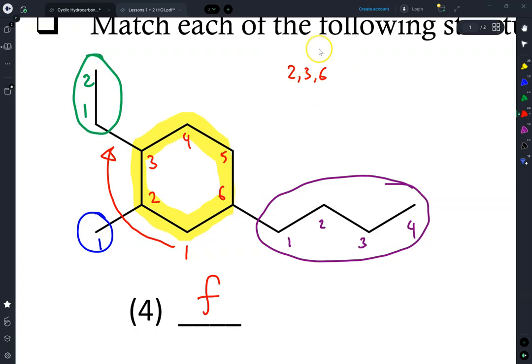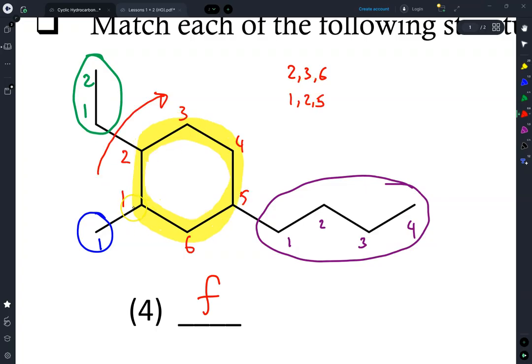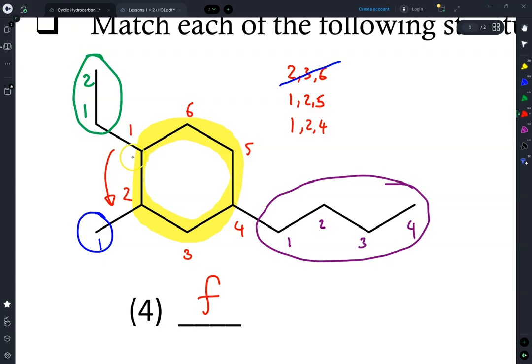But obviously we can find a much smaller address number than 2, 3, 6. I could start here and go clockwise to get 1, 2, and 5 as my address numbers, which is better than 2, 3, 6. But even though 1, 2, 5 is better, I think we can go even lower than 1, 2, 5. If we start here and go counterclockwise, my address numbers are now 1 for the ethyl group, 2 for the methyl group, and 4 for the butyl group.